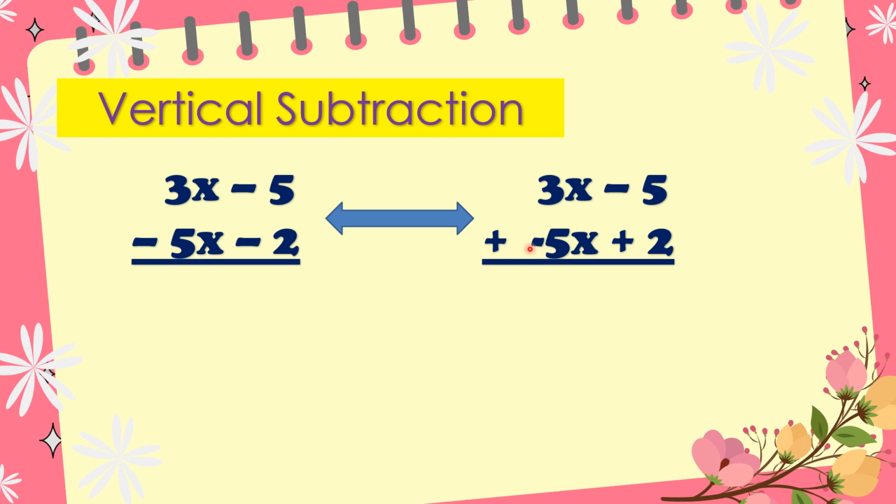So, pwede natin i-perform yung operation. So, 3x plus negative 5x is negative 2x, and negative 5 plus positive 2 is negative 3. So, yun yung answer. So, whether vertical or horizontal subtraction ginamit nyo, pareho yung answer lang yung makukuha natin. Pero, mas madali kapag vertical subtraction.